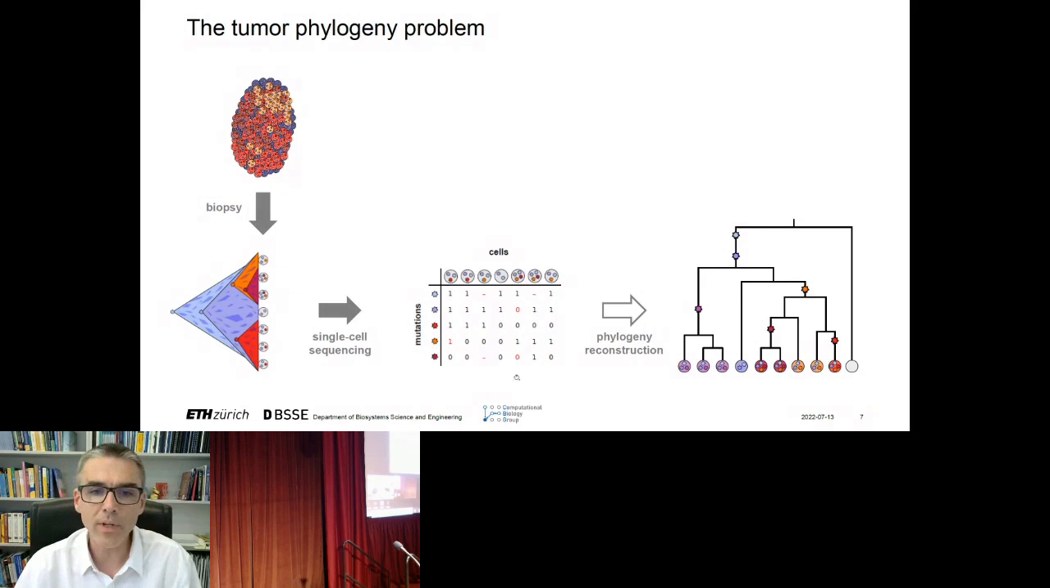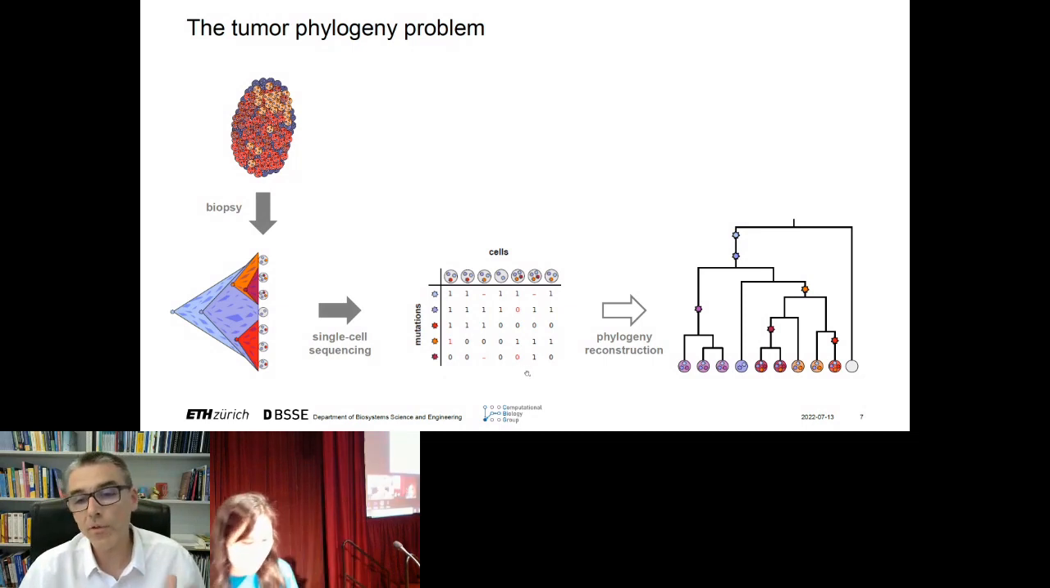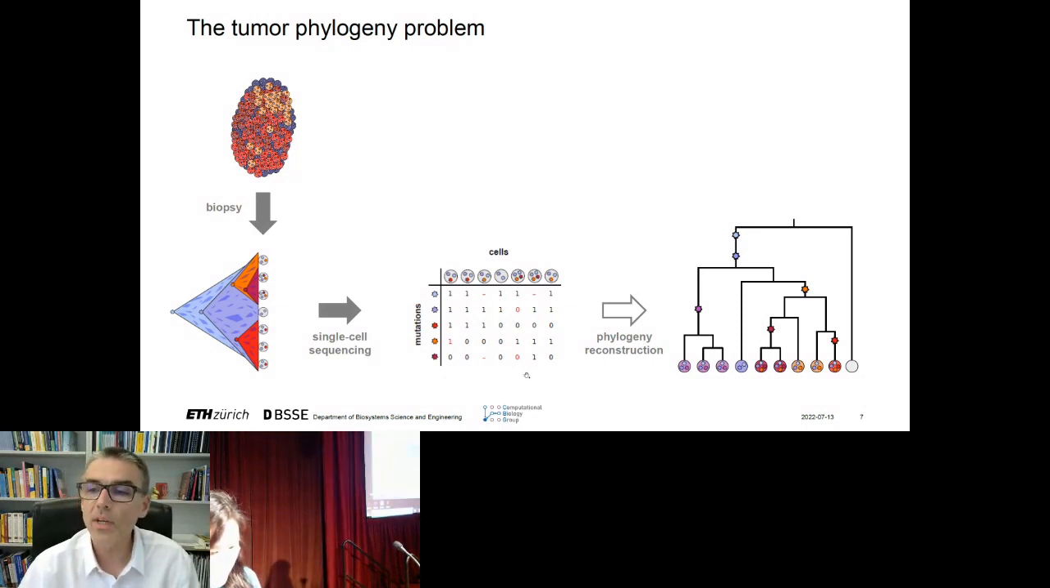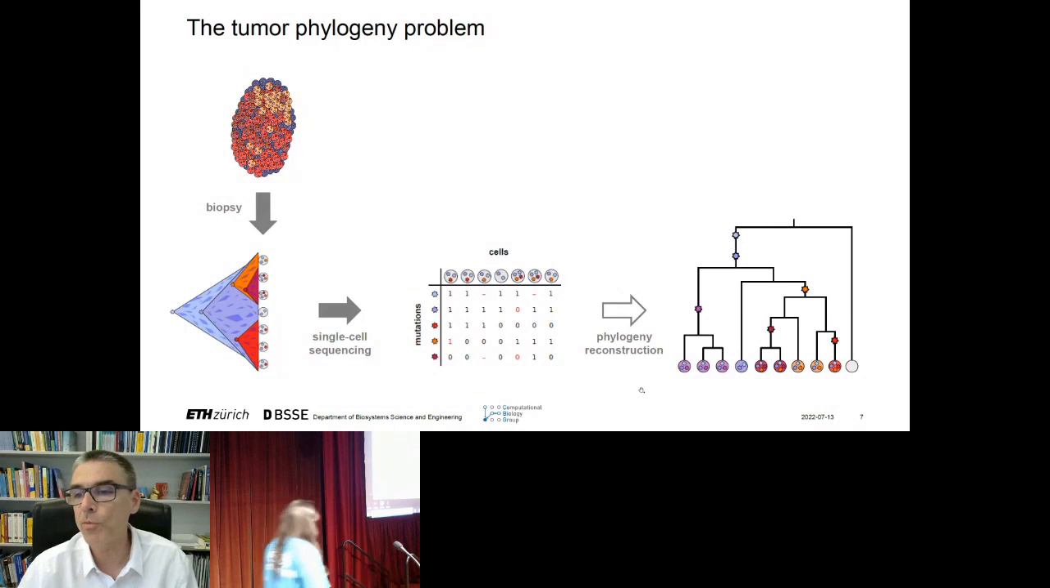So it's a binary matrix where the rows are indexed by mutations and the columns are indexed by cells. And we're just indicating for each mutation in each cell whether that mutation is present in the cell or not. There can be missing data, of course, and there can also be false positives or false negatives indicated in red here. So starting from that binary matrix, we would like to reconstruct the tumor phylogeny.